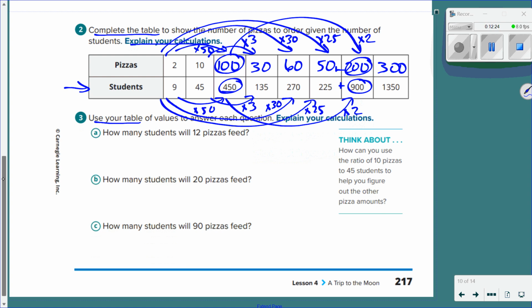Okay, so use your table of values to answer each of the questions. So how many students will 12 feed? Well, look, if I want 12, I can just add those, right? Yep. So 2 plus 10 is 12, so I'm going to add 9 plus 45 equals 54 students can be fed.